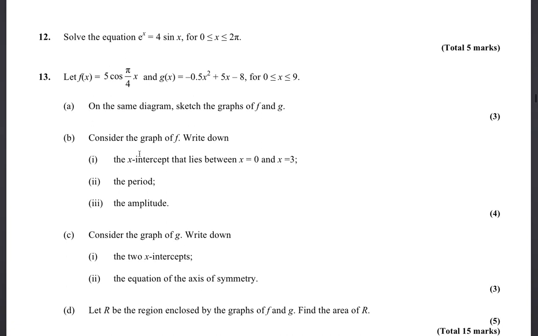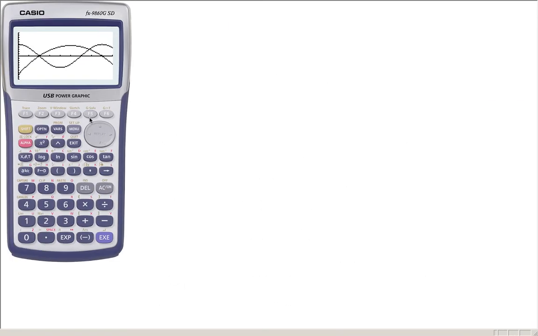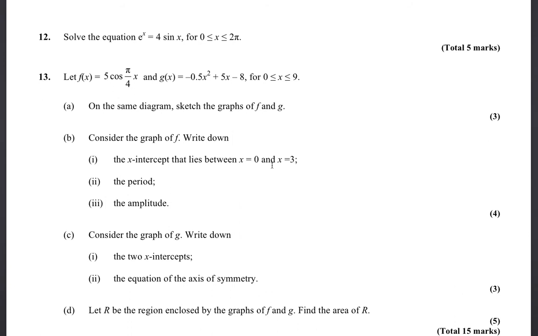So consider the graph of f. Write down the x-intercept that lies between 0 and 3. Now we have to look at the graph of f. Okay, so let me find the root. G-Solve, root. It will ask you whether for y1 or y2. So I need to find for y1, that is f. Yes, enter. So you get 2. So one root is 2 and the other root is 6. But I need to find only between 0 and 3. Then the answer is 2.